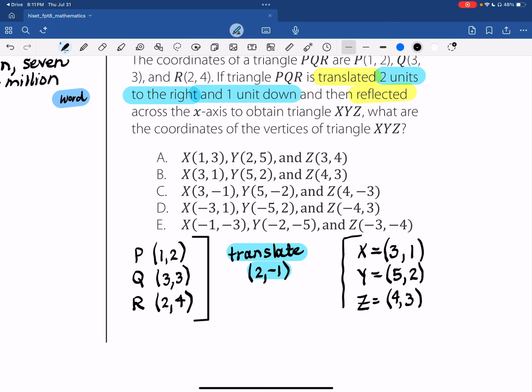So this is the moved triangle. Translate is a way of saying move it a certain distance over and down. So the new triangle is shown at XYZ. Now, they tell me to reflect that. So do a mirror image, and you have to be careful across which axis. They want it reflected across the x-axis.